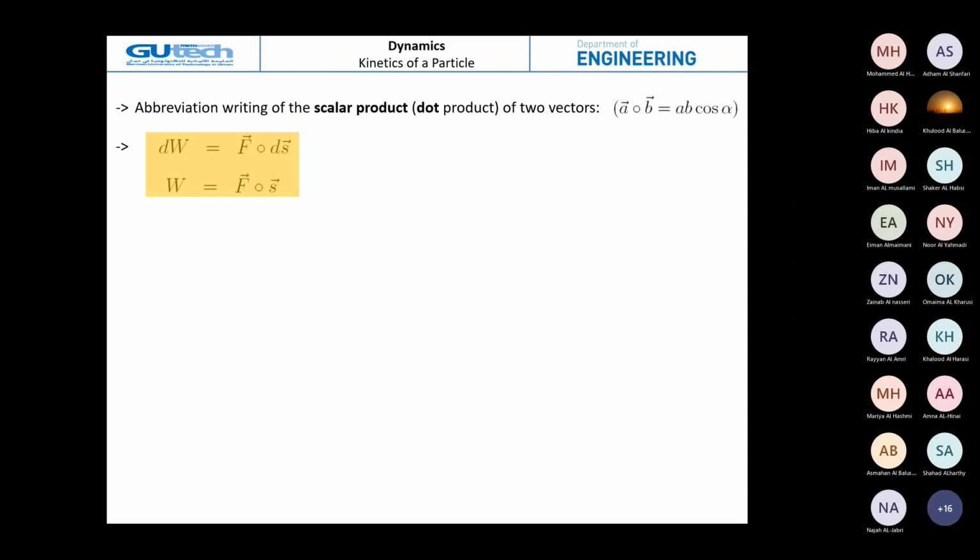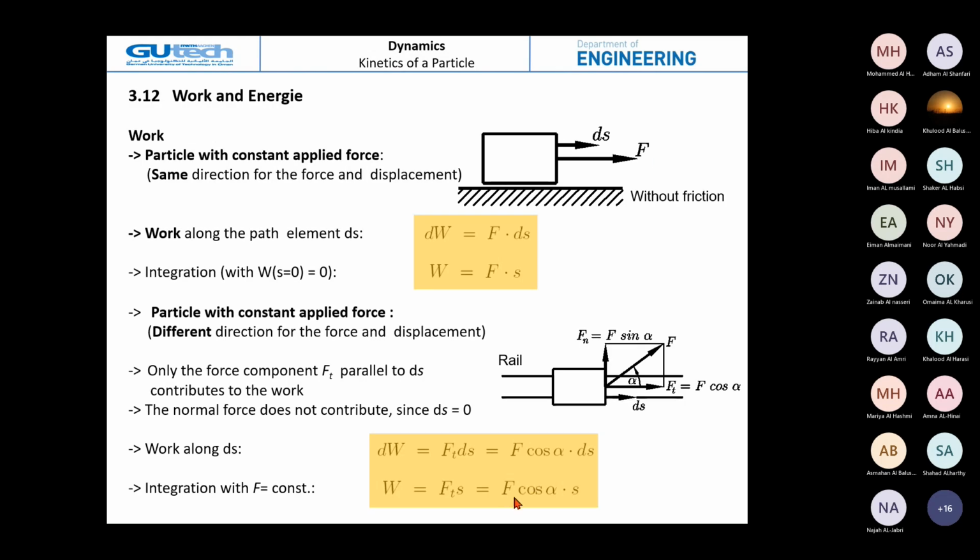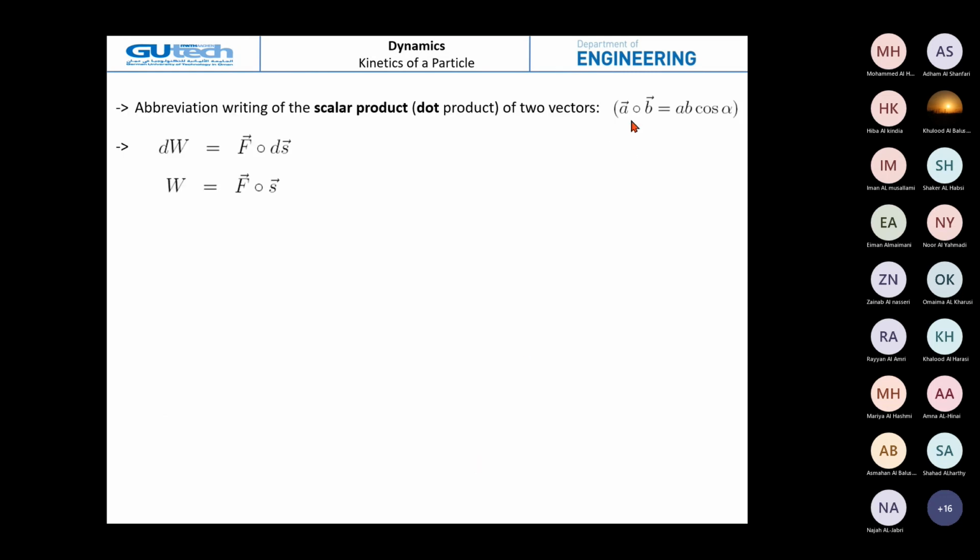It's different from the cross product, the vectorial product. It's not the same principle. Then what we have here is F cosine alpha s. Here we can represent it: F, this is the s vector, then it will be F multiplied by s cosine alpha. This is the simplification, the method of notation or the abbreviation.